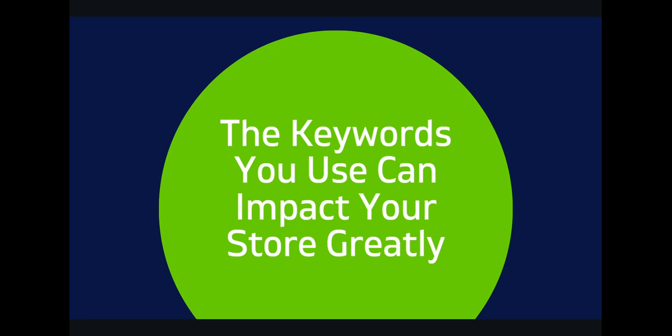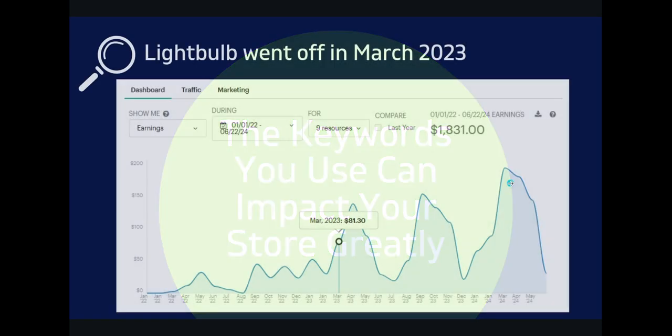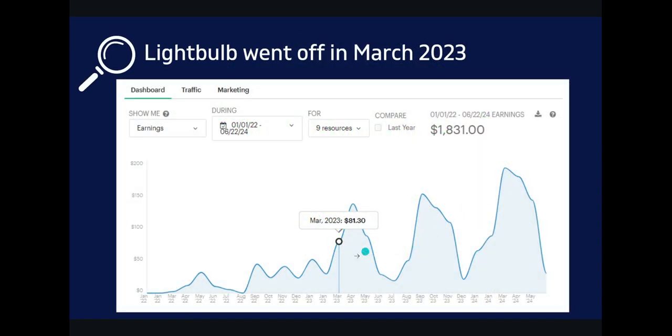And then I realized I was missing a crucial keyword that I really should have included in some of my titles. And as soon as I added that, a light bulb went off in my mind, and also on TPT. You can see since I added the specific keyword to all of my products, I started seeing increased earnings month over month and year over year.